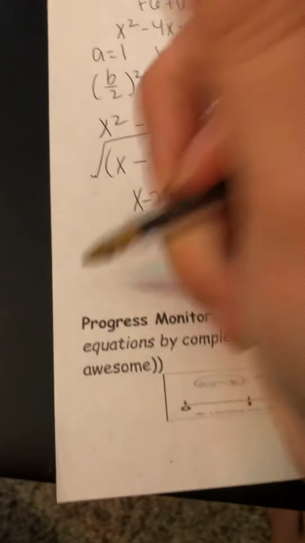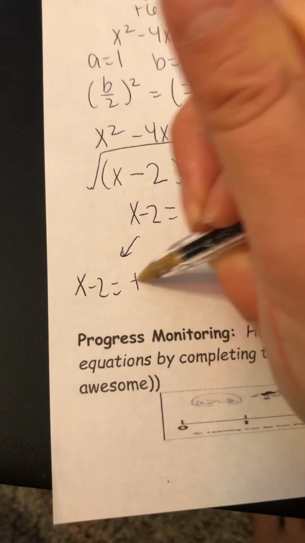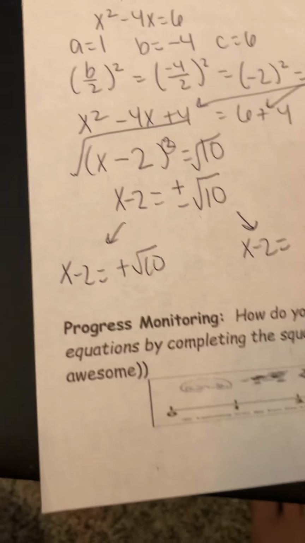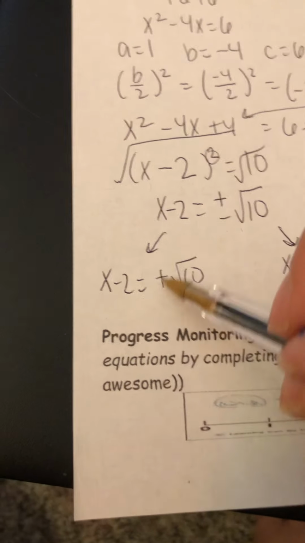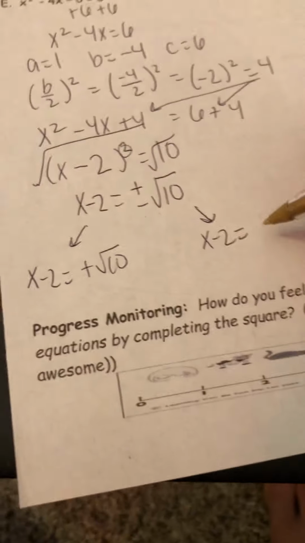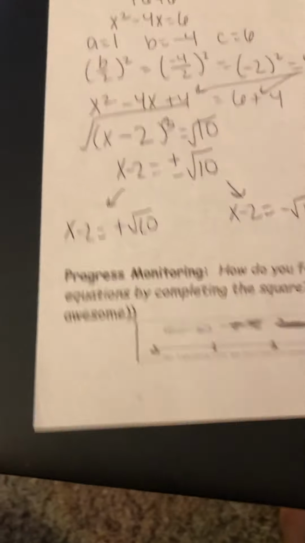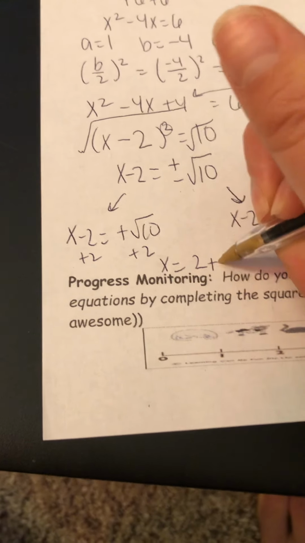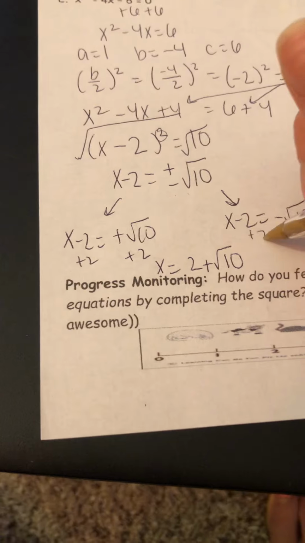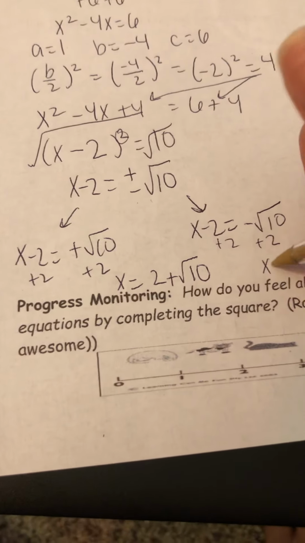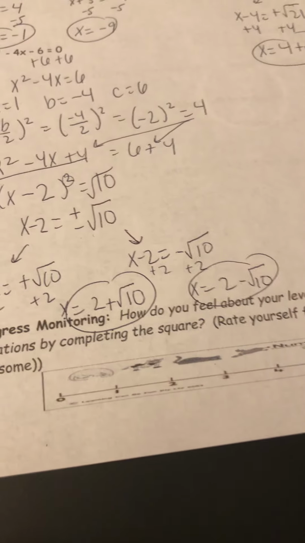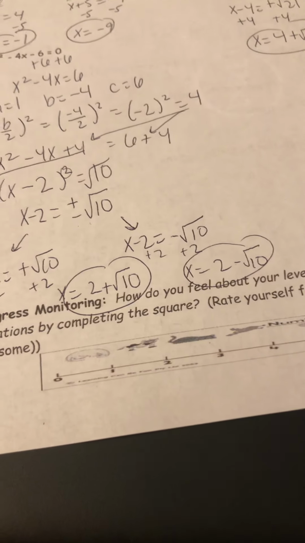And because I have plus or minus, I need to set x minus 2 equal to positive square root of 10, and x minus 2 equal to negative root 10. Add 2 to both sides. You get x is equal to 2 plus the square root of 10, and x is equal to 2 minus the square root of 10. Those are your answers.